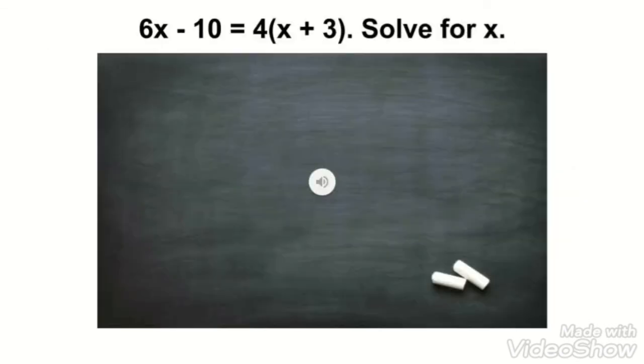Okay, now to the next one. It says 6X minus 10 equals 4, parentheses, X plus 3, close parentheses. So I have 6X minus 10 equals 4 times X plus 3. So remember the order of operations. It says parentheses first. So we'll just go ahead and distribute that 4 into both the X and the 3. So that is 4 times X plus 4 times 3.